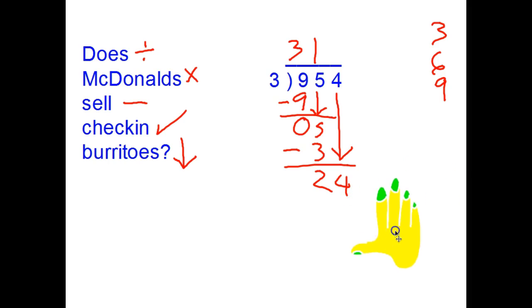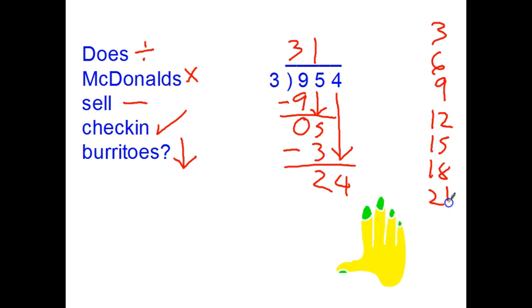And now I need 24. So I'm going to have to add to my 3's over here. 3, 6, 9, 12, 15, 18, 21, 24. That would be 1, 2, 3, 4, 5, 6, 7, 8 of them. And 8 times 3 is 24. Nothing left.